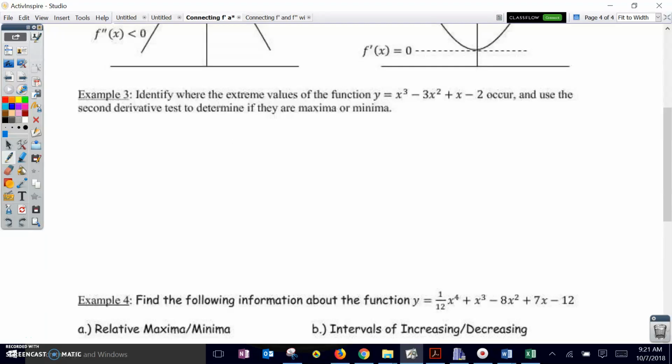Alright, welcome back everybody. In this video we're going to look at the last two examples from the connecting f prime and f double prime with the graph of f lesson. So let's go ahead and get on to it.